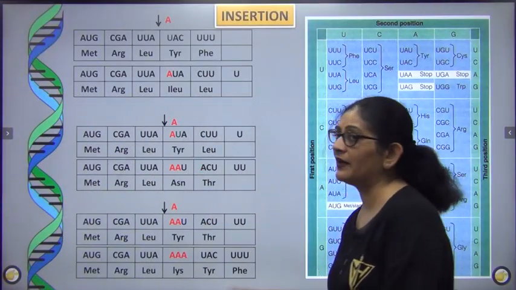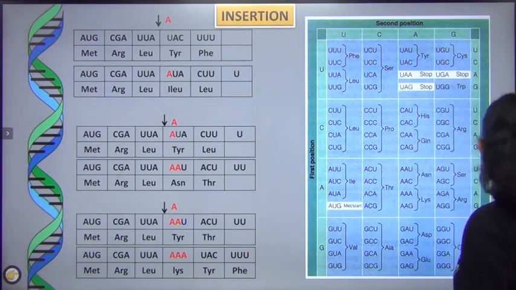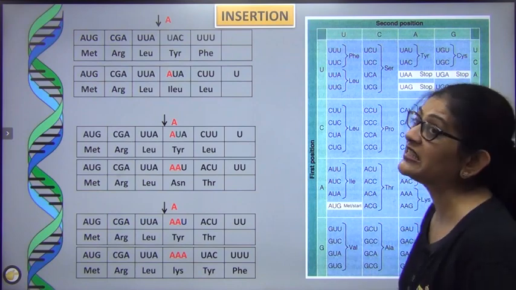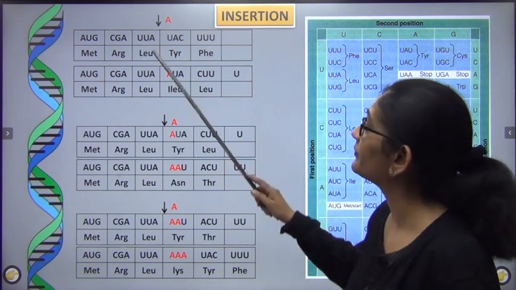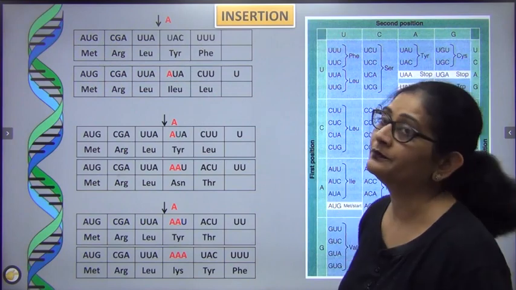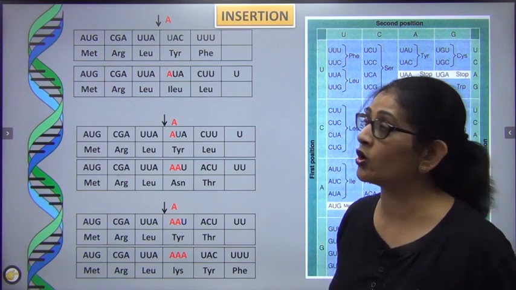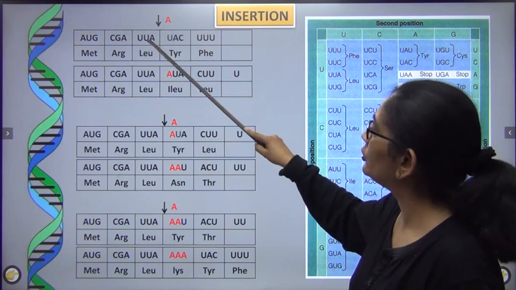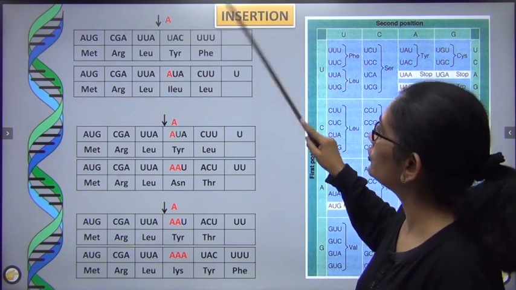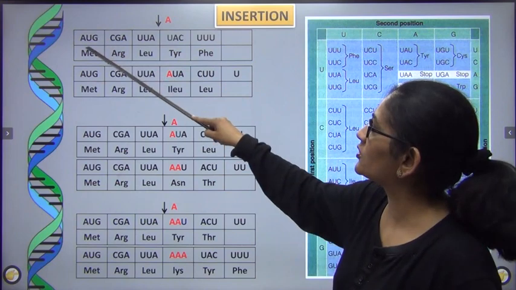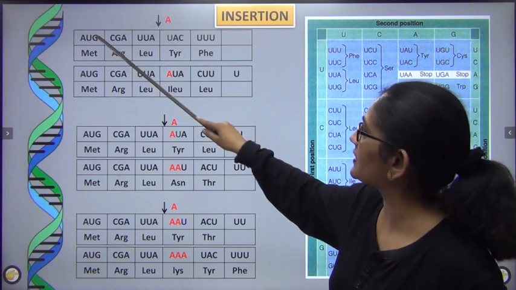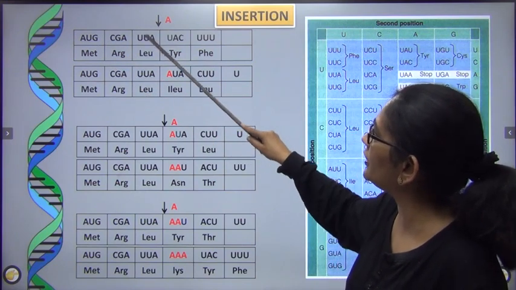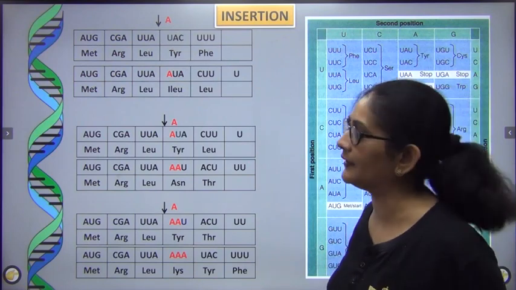See, here I have made a well illustrated example. First, this example is that of insertion. पहले insertion था. The initial nucleotide sequence or the codons were as follows: AUG, CGA, UUA, UAC, UUU. So obviously the corresponding amino acids आप इस चार्ट से देख सकते हैं. It should have been methionine, arginine, leucine, tyrosine, phenylalanine.